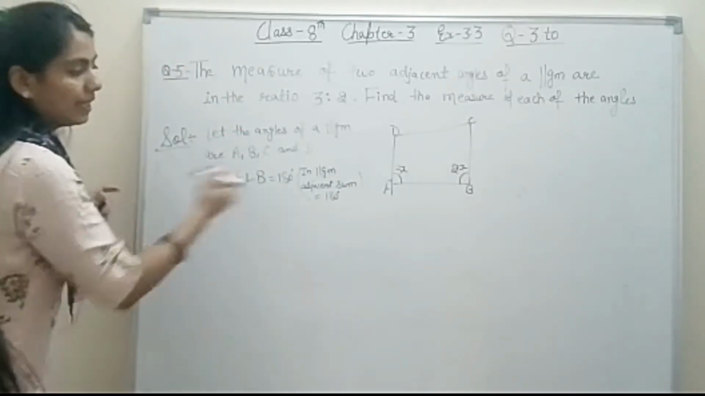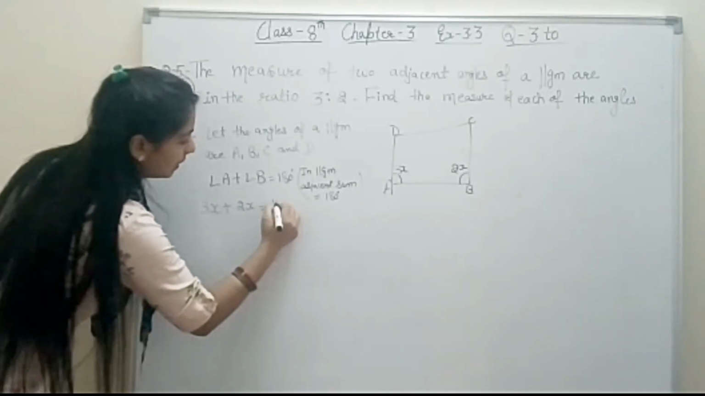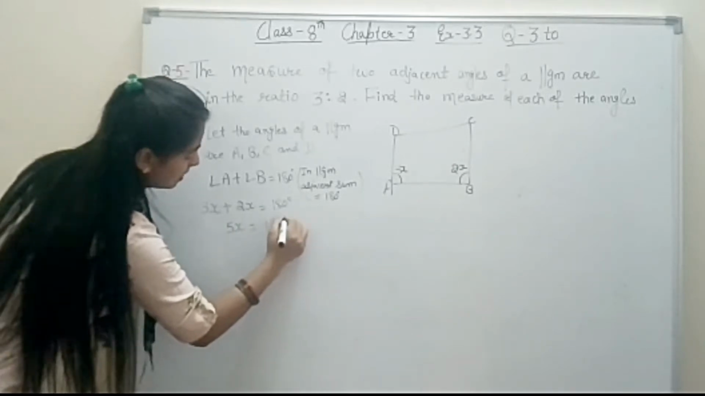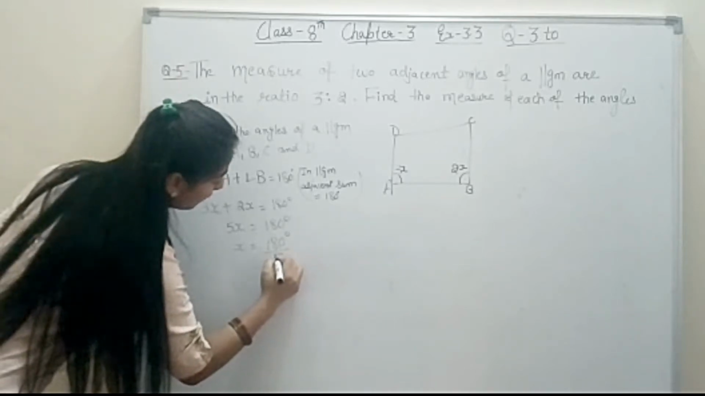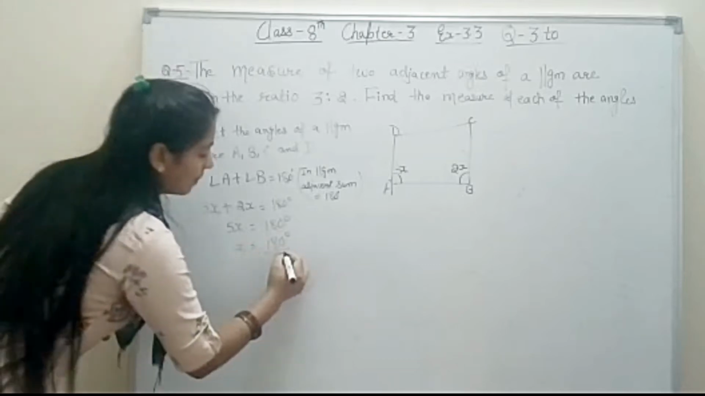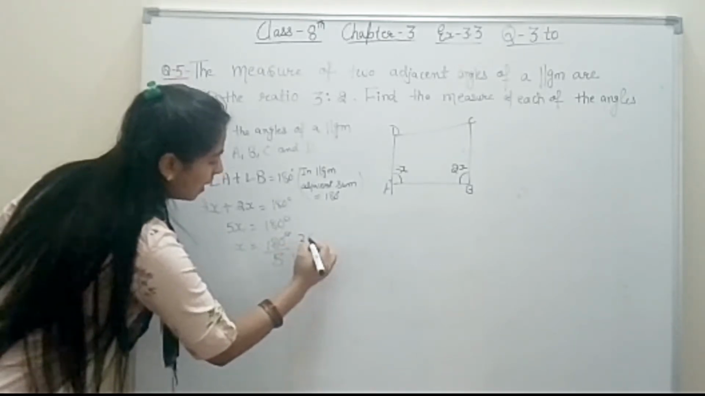Now easily, angle A कितना है? 3x. Angle B 2x is equal to 180 degree. 3 plus 2, 5x is equal to 180 degree. So the x value came 180 degree upon 5. Now you have to convert into simplest form. 5 ones are 5, 5 threes are 15, 3 and 5 6 are 30.